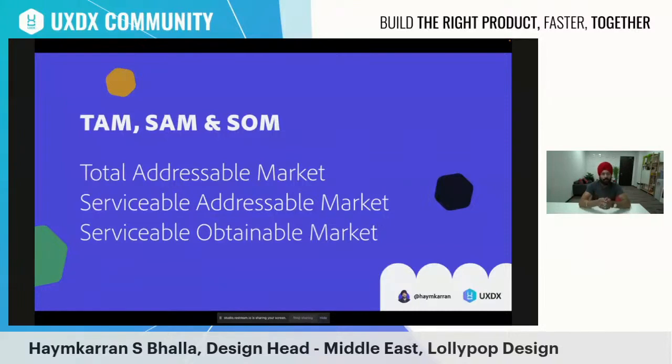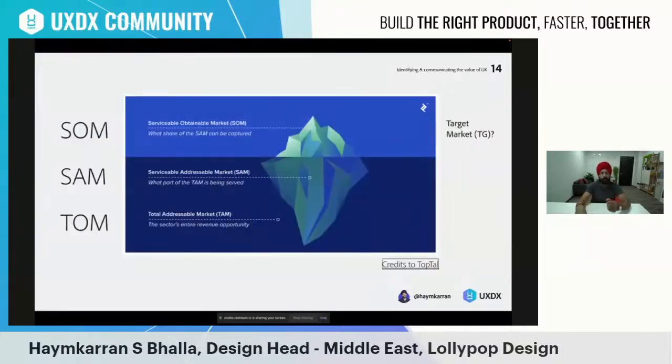But how many of us actually try to understand from a business sense, from a business angle, how these target groups that you define as personas are actually getting mapped by the company? Did you understand what the total addressable market is? Did you understand, from a business standpoint, what a serviceable addressable and a serviceable obtainable market is? Let's understand this very quickly with an example.